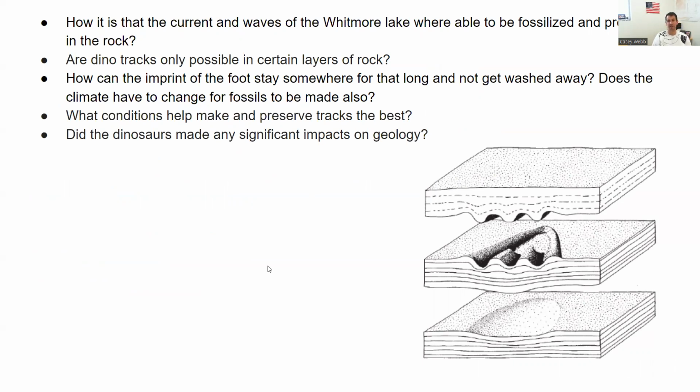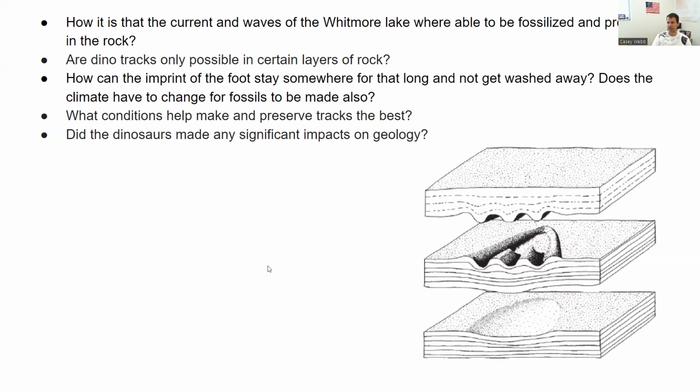So we have all these questions about how these things actually get preserved in the geologic record. Because you're probably thinking, well, if I walk around in the mud, I don't think my tracks are going to get preserved 200 million years later. But the truth is that if you step in the right place, your track actually can be preserved. And 200 million years in the future, there could be a fossil print of your shoe.